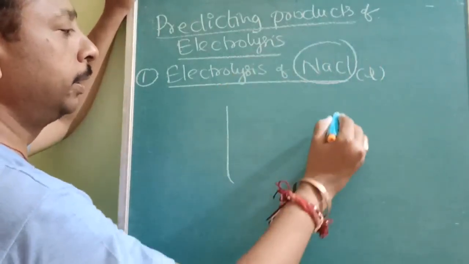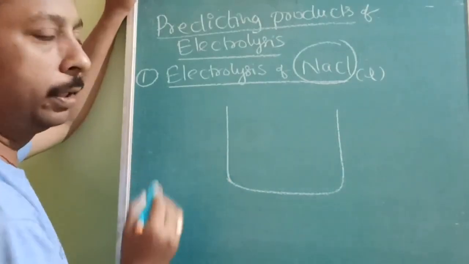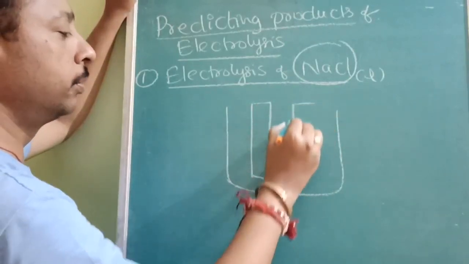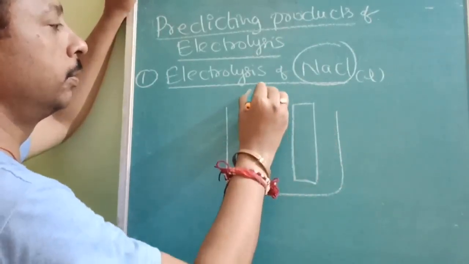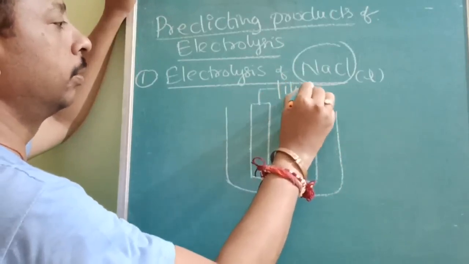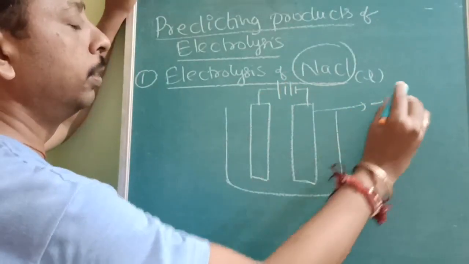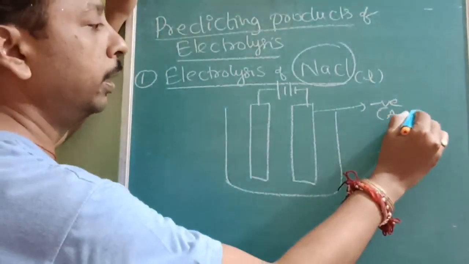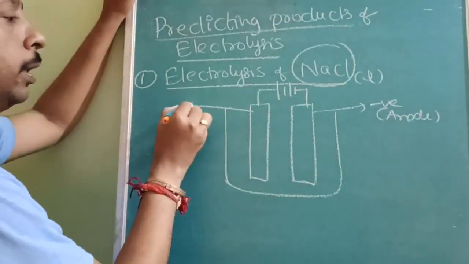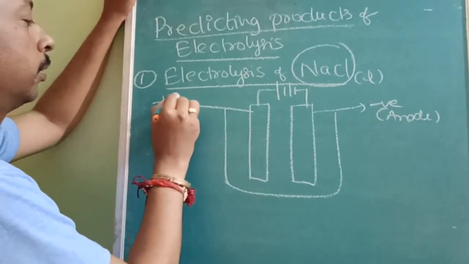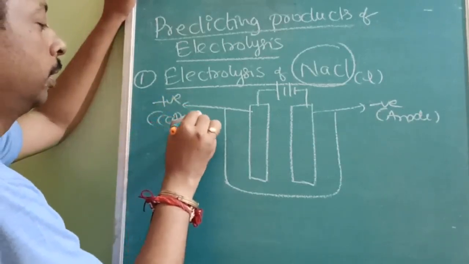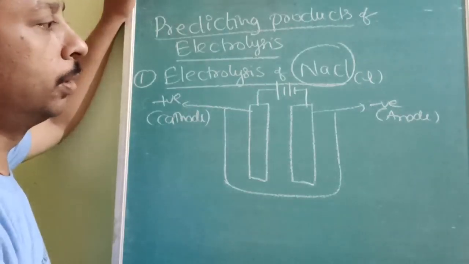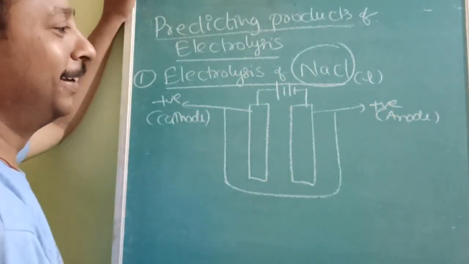To make this topic very easy, I will take a simple diagrammatic explanation. Let us take the positive and negative electrode. What is this negative electrode? Anion goes to anode, and this is the anode. And what is this? Cathode. Cation goes to cathode, anion goes to anode.